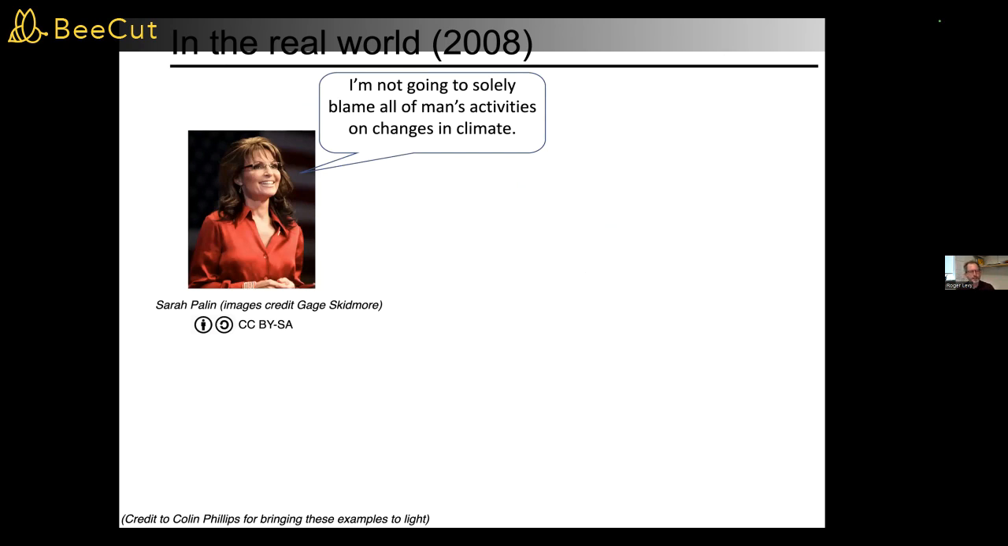This is now old, classic politics, but she was a Republican vice presidential candidate in 2008 in the U.S. And she had examples like, she would say, "I'm not going to solely blame all of man's activities on climate changes and climate." It's obvious what she means. It's actually hard to notice that she made a grammatical error, but she did. It should be blame all changes in climate on man's activity, on man's activities.